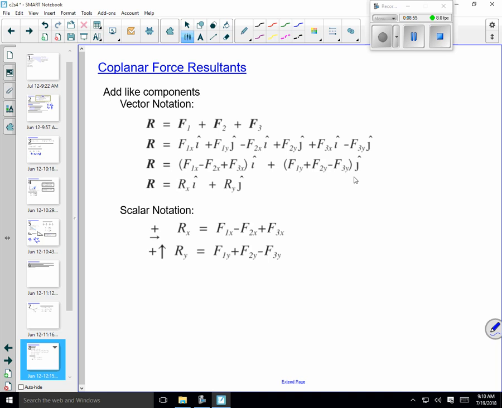The other thing to notice on the scalar notation is this little plus and an arrow over there. And that's indicating which direction I've chosen to be positive. Same thing in the y direction. I've chosen pointing up to be positive.